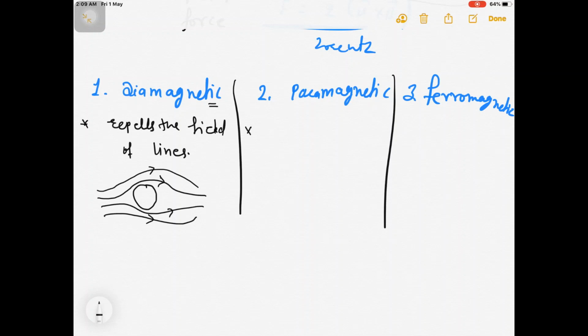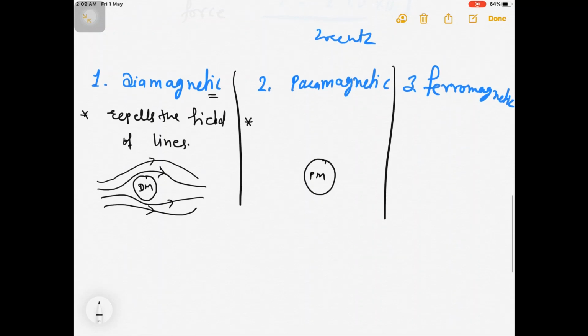While in a paramagnetic material, this is diamagnetic, this is paramagnetic, if you put a paramagnetic material in an external magnetic field, then the external magnetic field will be attracted and will flow like this.